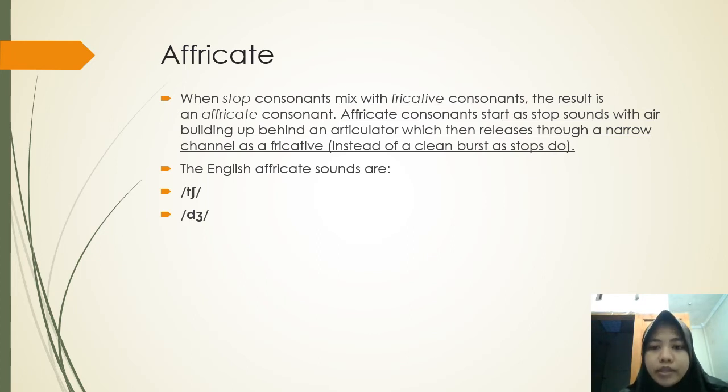And then in affricates, okay, firstly we stop the sound and then we release it little by little. It is similar with plosive, but in plosive you release the air by making such a plosion. But in affricate, after you stop the airflow, then you release it little by little. So here you have some examples of English affricate sounds. That is j and ch.